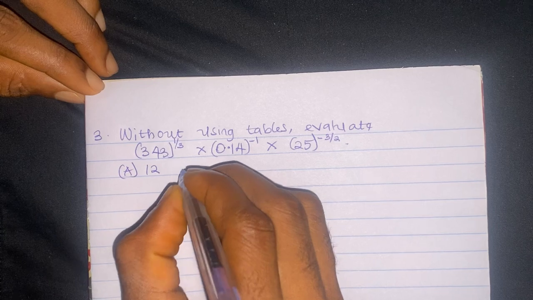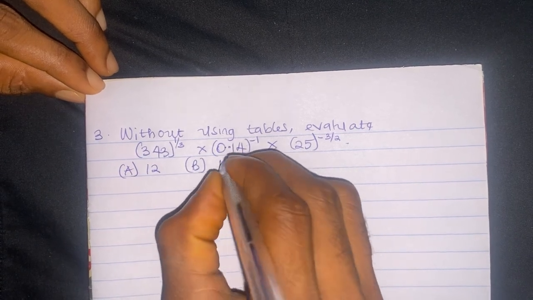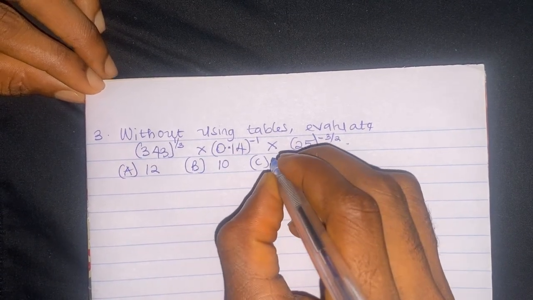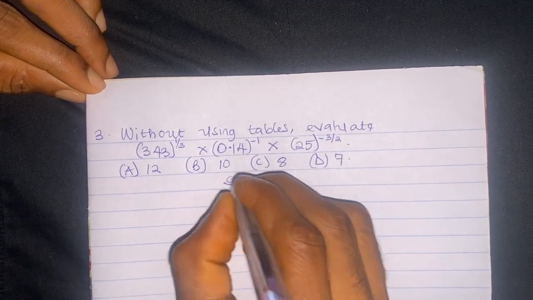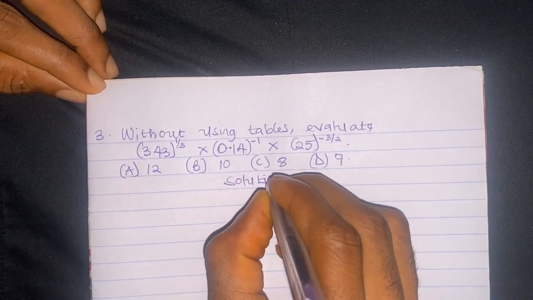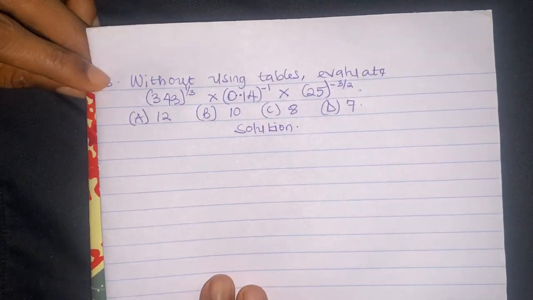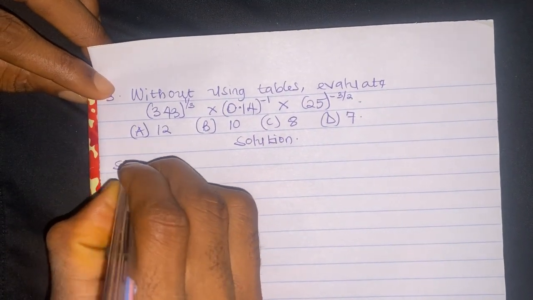Option A, we have 12. Option B, we have 10. Option C, we have 8. And option D, we have 7. Many persons, when they see this kind of question, are scared because they say without using tables. Now solution, let's solve this question together.